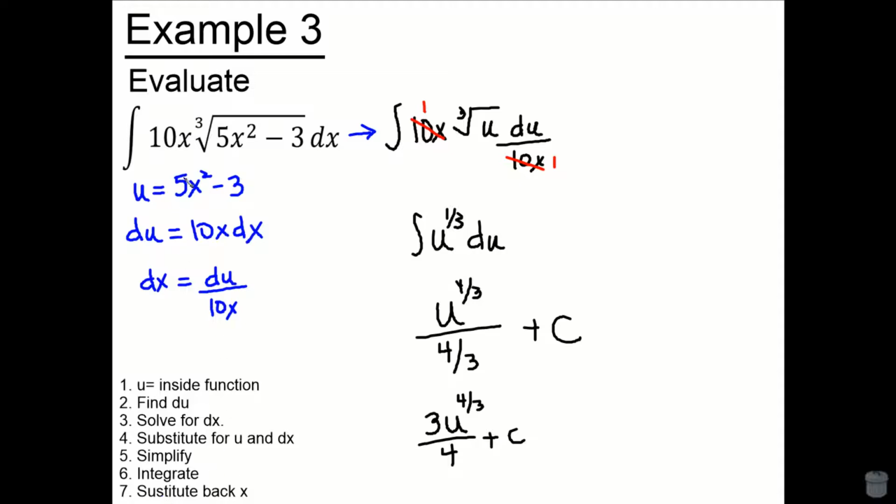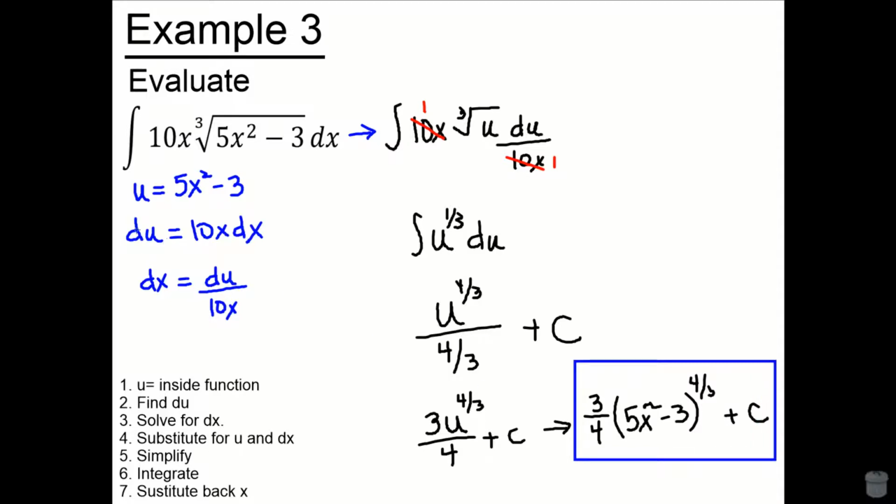Step 7, replace in the x over here. So that means that we're going to have 3/4 times 5x squared minus 3 to the 4/3 plus c. And that there is our final answer. Let me get that in black, that would look a bit more aesthetically pleasing.